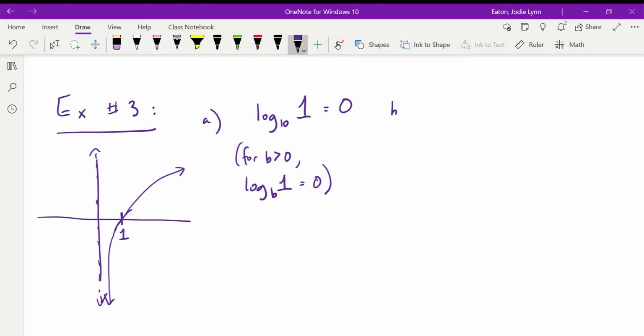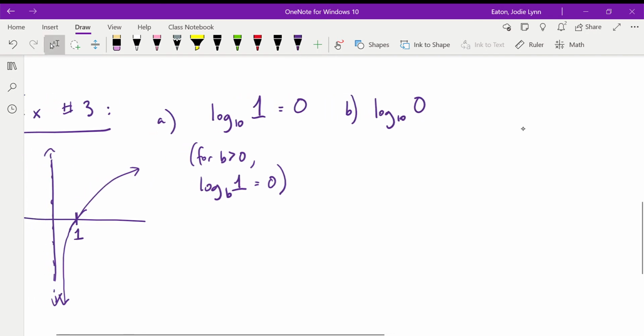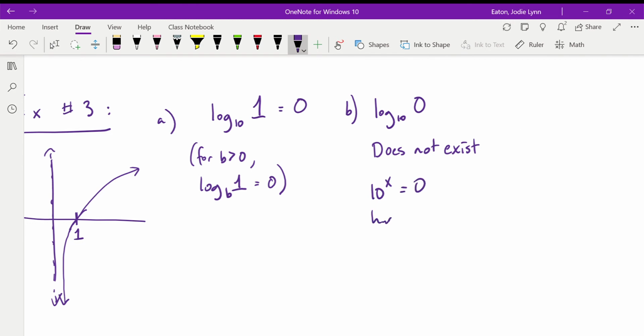Okay. So log base 10 of 0, we actually have a vertical asymptote here. So that does not exist. And why? Well, 10 to the x equals 0 has no solutions. We can't raise 10 to a power and get 0. And C, log base 10 of negative 1 does not exist.